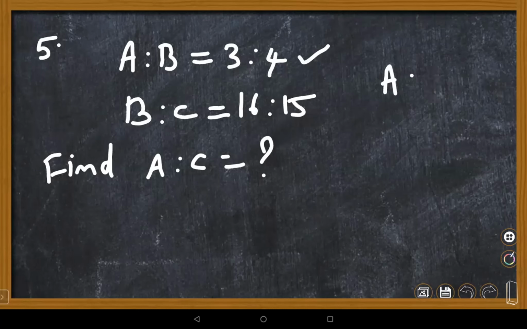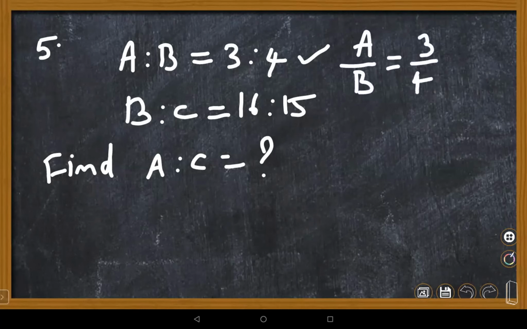Now here, children, A by B is given. A by B, how much? 3/4. And B by C, how much is given? 16/15. I want to find A by C. It is not 1:5.